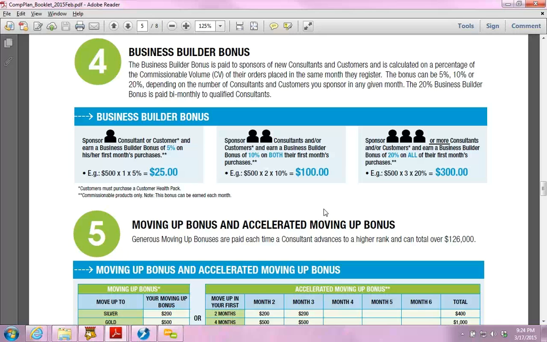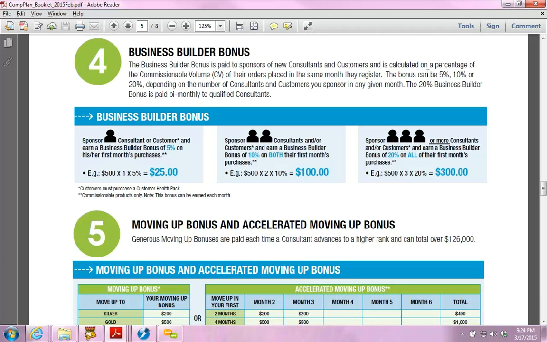In fact, the Business Builder Bonus is paid to sponsors of new consultants and customers and is calculated on a percentage of the commission volume of their orders placed the same month they register. So it's paid on new stuff that the people buy that month. So for a consultant, it could even be outside the Business Builder pack. But for a customer, it must be on their health packs.